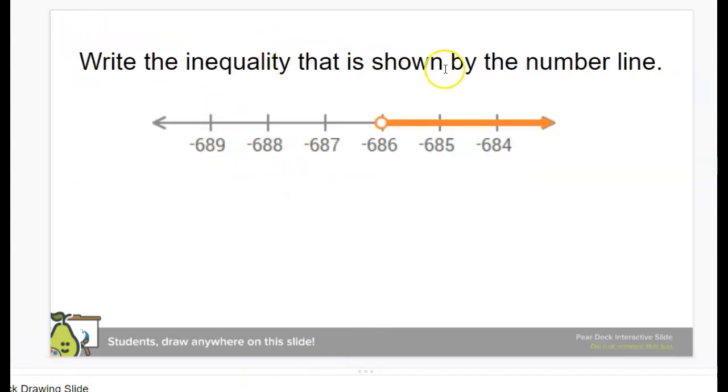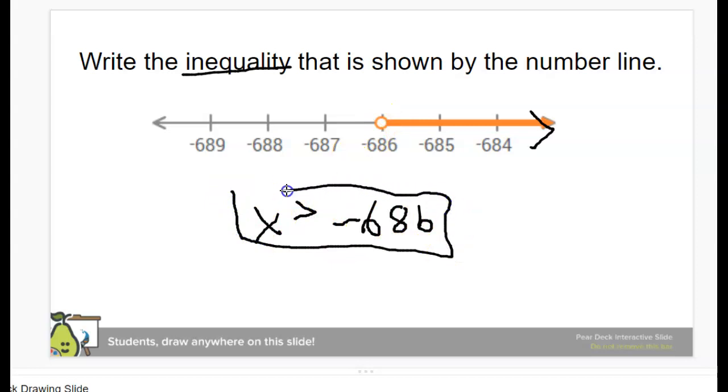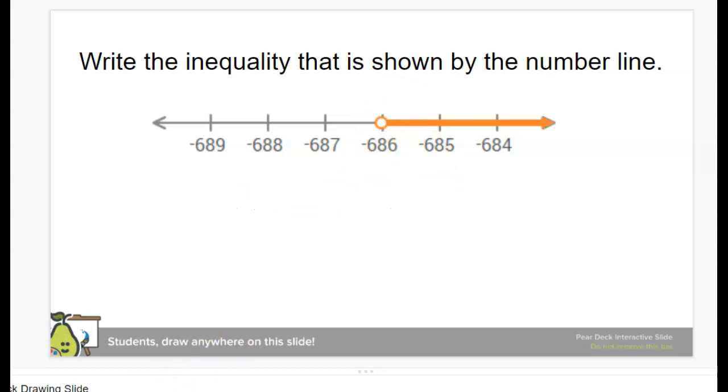This one says write the inequality that's shown by the number line. Well, I know that it's an inequality statement, so X, it's shaded to the right, so it has to be greater than, and it's -686, because that's where the dot is, and it is not shaded, so it can't equal -686, so that's it. Because if it was shaded, then I put that line under it, but it's not shaded.